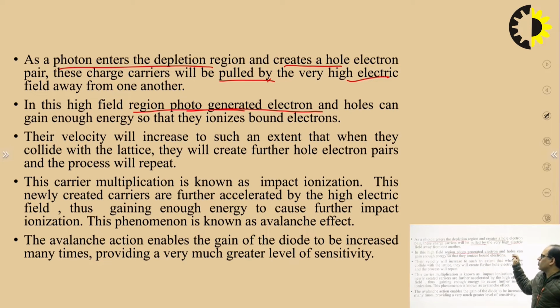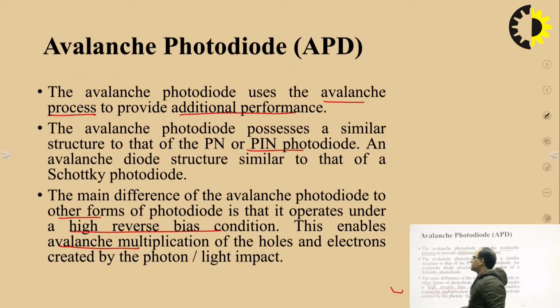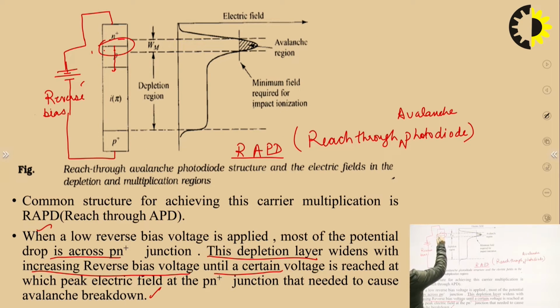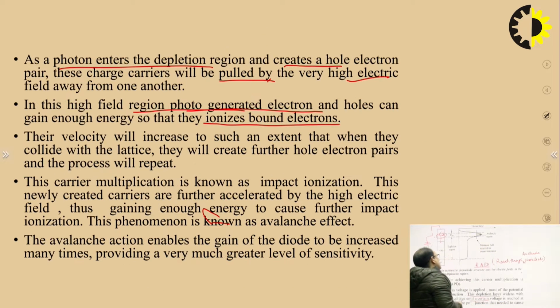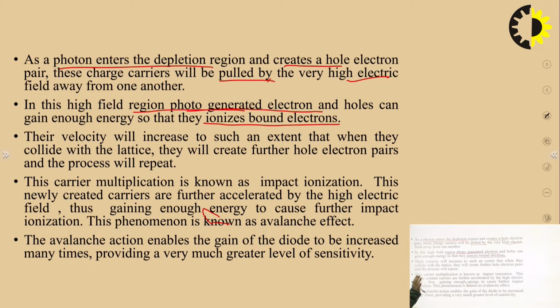The photogenerated electrons and holes gain enough energy to ionize the bound electrons. It means when an electron hole pair is generated, it has very high energy, and with this high energy, it breaks down other bound electrons. These charge carriers have enough energy that they break down further bound electrons, and this process is known as impact ionization. Clear?